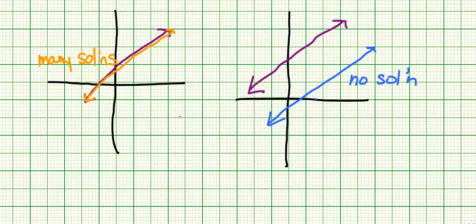So your possibilities are that they'll cross in one point, they'll never cross, or that they'll cross many times because they're the same line.